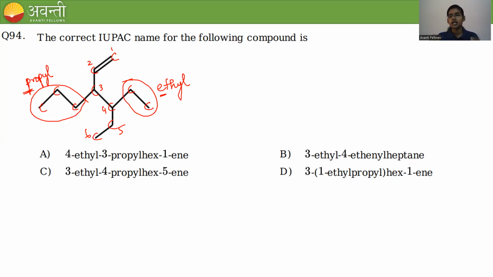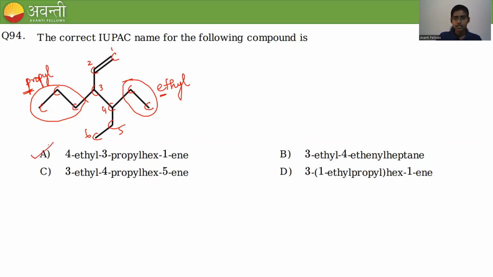Okay, so while starting the name, substituents should get the first priority while naming. So 4 ethyl and 3 propyl is the substituent. That is a prefix. Then comes the root word. Root word is 1, 2, 3, 4, 5, 6, right? 6 carbon containing chain. So it is hex. And between 1 and 2, we are having the double bond. So 1-ene. So 4 ethyl, 3 propyl, hex, 1-ene.